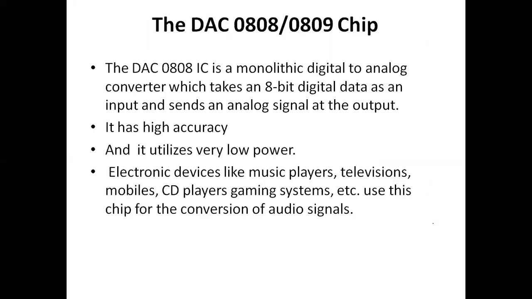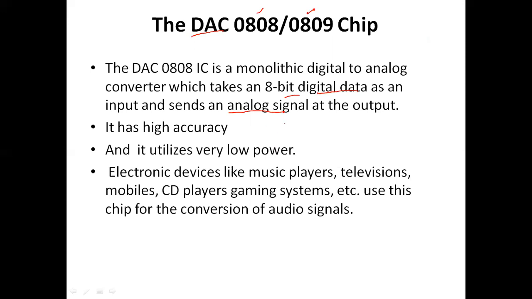So first we'll look at the DAC. This DAC, digital to analog converter, the chip is the IC 0808 or 0809. It is a monolithic digital to analog converter. It takes 8-bit digital data as an input, converts that into an analog signal and sends it as an output. So this is the basic conversion of a digital to analog converter.